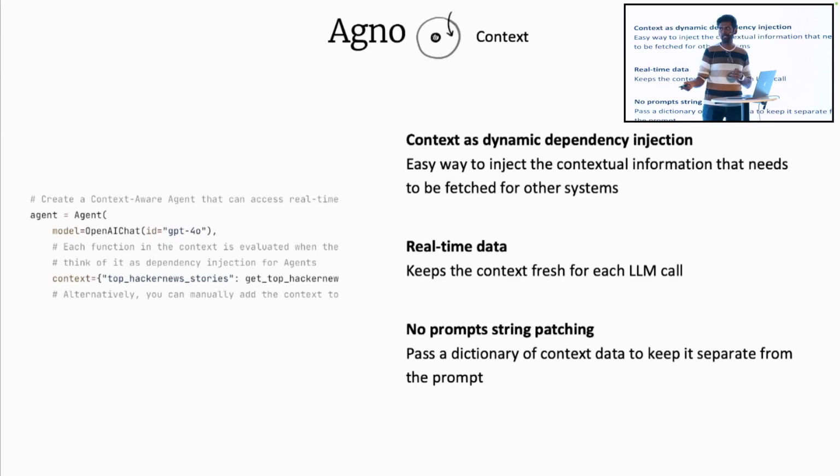So if you see this line here, all I'm saying is I'm creating an agent, and then I'm saying context is, and then you have a key and a value. This value is basically a function that it will call. So before it makes a call to an LLM, it executes this function, gets the results, and then puts them in the context. And then this goes to the LLM call.